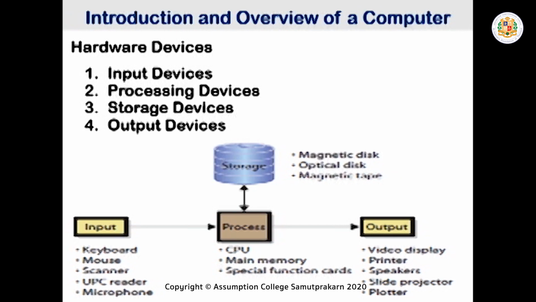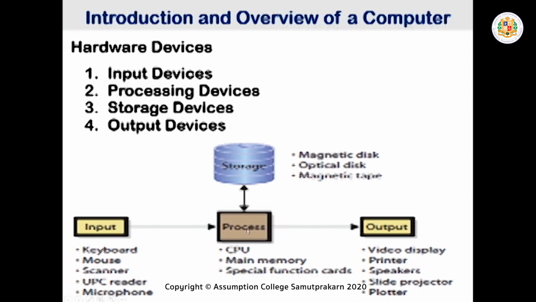These are different kinds of hardware devices. Number one, we have the input devices. Number two, the processing devices. Number three, the storage devices. Number four, the output devices. For input, I give some examples here. We have the keyboard, mouse, scanner, UPC reader, microphone, and many, many more.